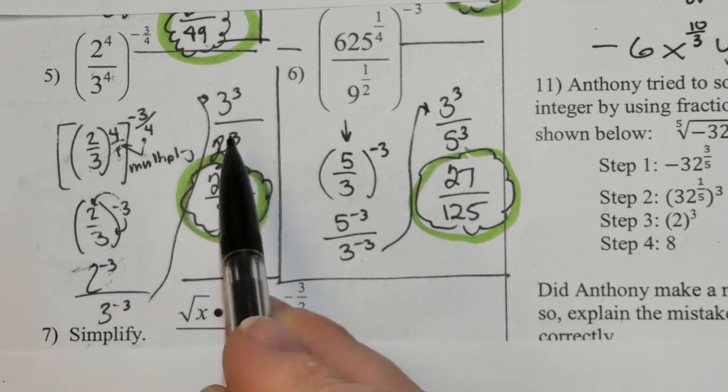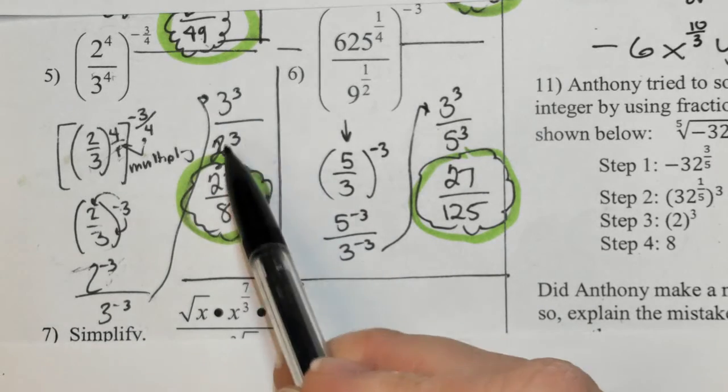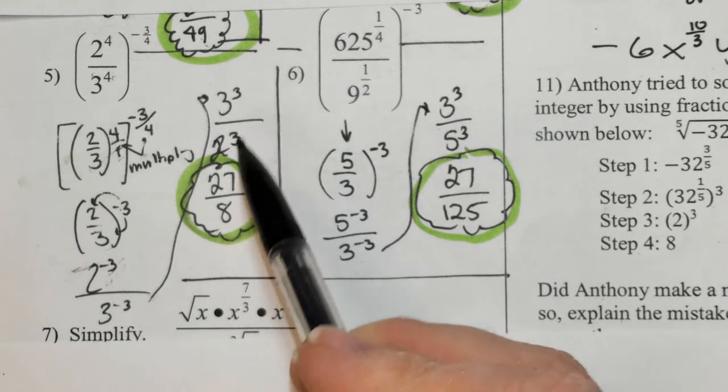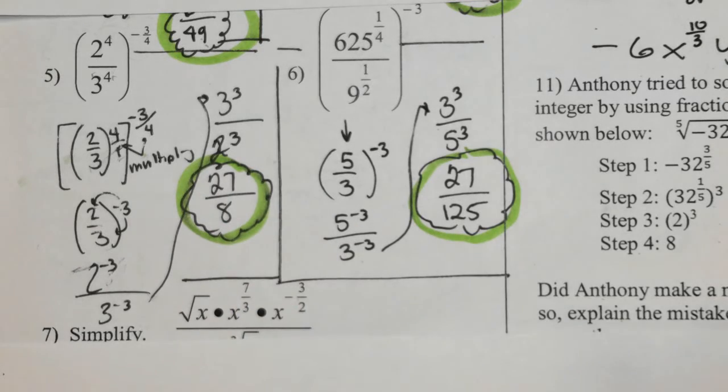Not happy goes to the bottom. Not happy goes to the top. A lot of students often confuse this with a 9 and a 6. Remember, this is 3 times 3 times 3, 27. 2 times 2 times 2, 8. Make sure you know how to show your work to get the answer.